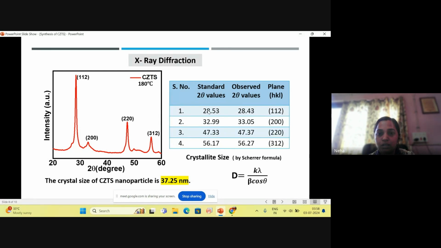In this table, these are the standard 2 theta values of CZTS. These are the planes, and the observed value of 2 theta is nearly equal to the standard value of 2 theta. Here, the crystalline size of the CZTS nanoparticle is 37.25 nm, which is calculated by the Scherrer formula.